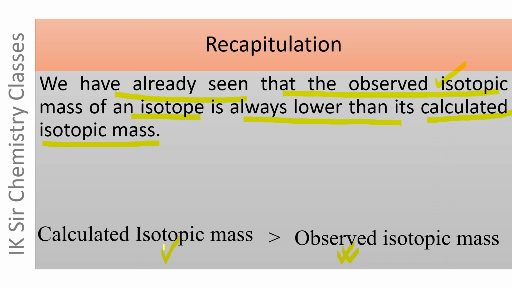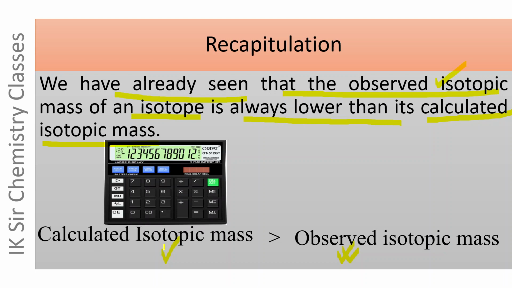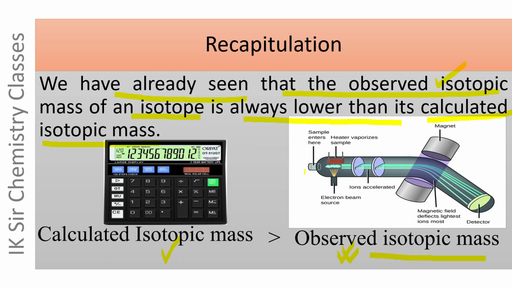The isotopic mass of an isotope is calculated by adding the masses of all its constituent particles, while the actual isotopic mass is determined experimentally with the help of a mass spectrometer, which has been given here. The sample is entered into the apparatus through this point. The sample is heated by a heater. As a result, the sample vaporizes. Thereafter, the sample is bombarded by a beam of electrons. As a result, the gaseous sample ionizes, which is accelerated by applying an electric field.